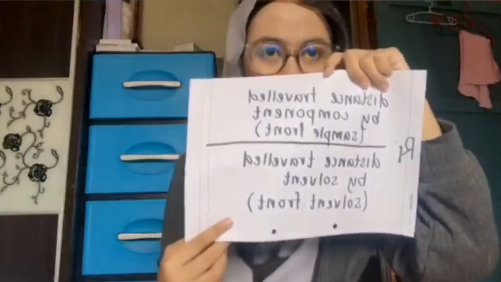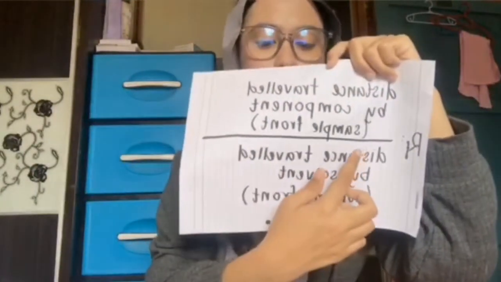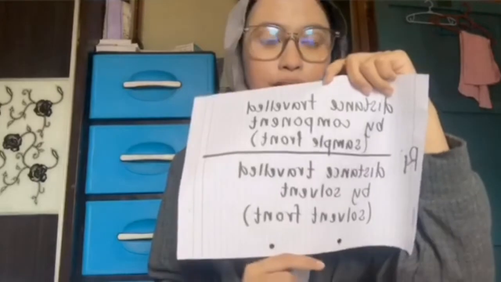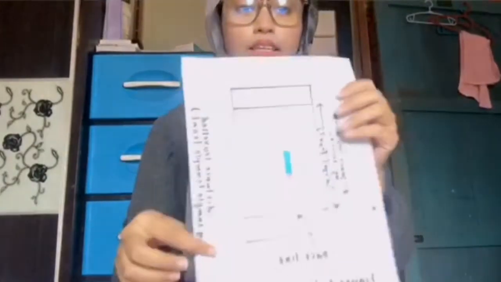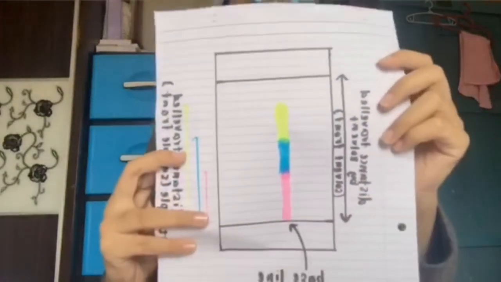We calculate the RF value using the formula: distance traveled by the component, which is the sample front, over distance traveled by the solvent, which is the solvent front. Okay, and then the distance taken by the solvent to move up will be assigned as solvent front, and the distance taken by the sample to move up will be assigned as sample front. Okay, for example, I take here.